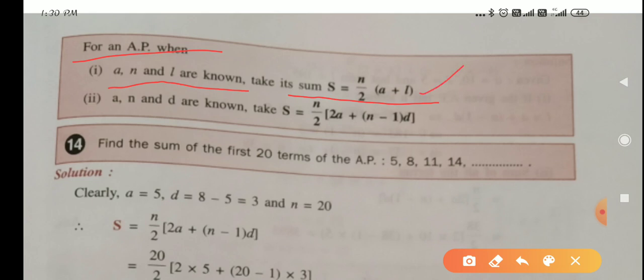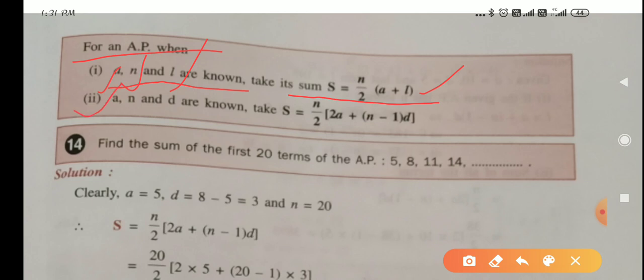First one is if A, N and L are given. A means first term, N means number of terms, L means the last term. If they are given, then you can apply the formula S equals N by 2 into A plus L. By applying this formula, you can find the sum of the required number of terms, meaning the number of terms for which they are asking the sum.